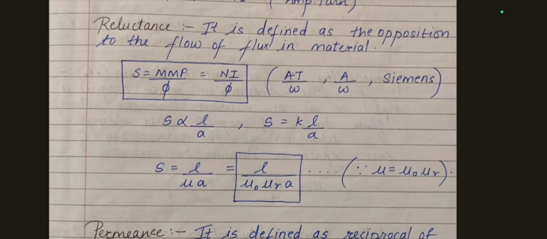It is defined as the opposition to the flow of flux in material. Now, what is its formula? Very important thing. There are two formulas of reluctance I have written over here. The first one is mmf upon phi. Phi is our magnetic flux. So S is defined as mmf upon phi, or we can say magnetomotive force per unit flux.